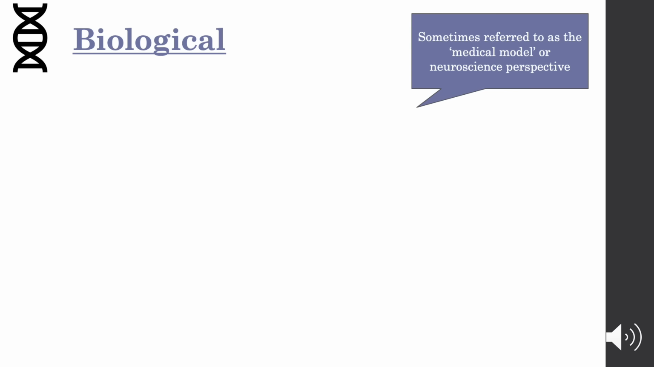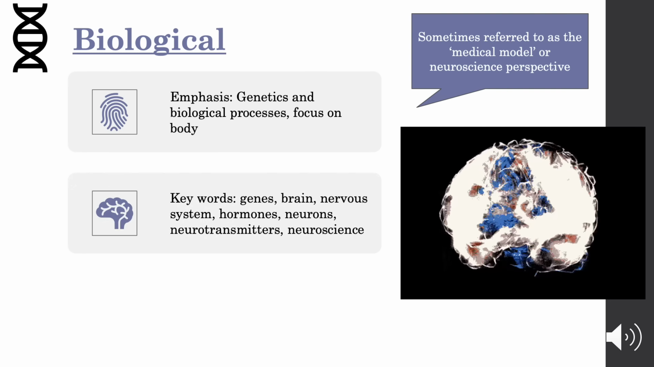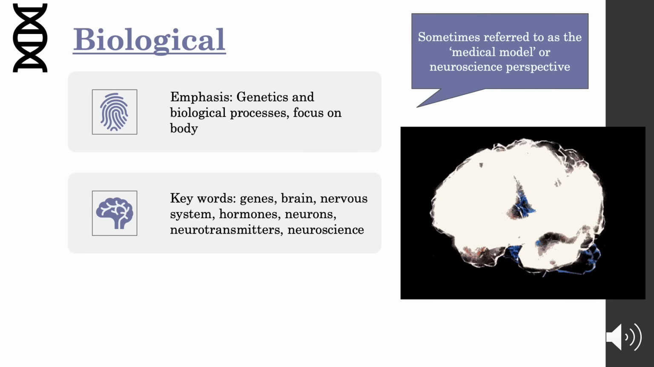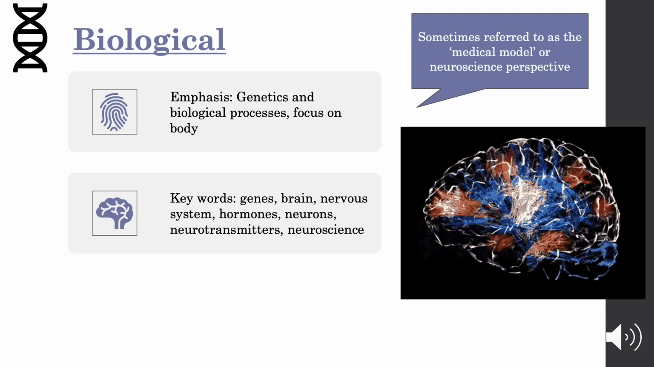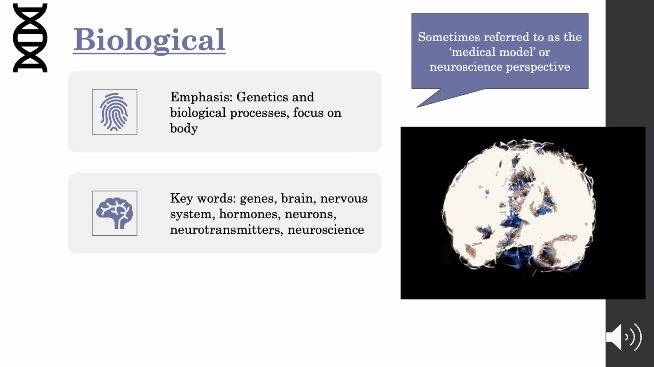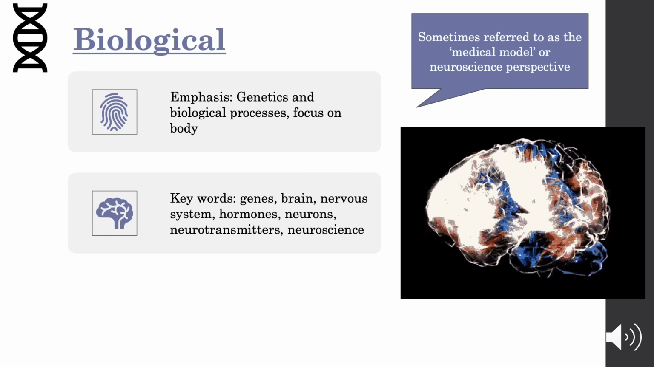The biological perspective in psychology is sometimes referred to as the medical model when talking about mental illness, or considered the neuroscience perspective because of a heavy emphasis on the brain. Biological psychologists are interested in the genetics and physical body, especially the brain, just like this brain animation. They study the brain's specialized cells, or neurons, and neurotransmitters. Other key terms for the biological perspective are genes, the nervous system, and hormones.